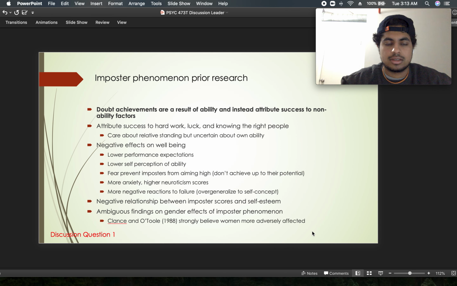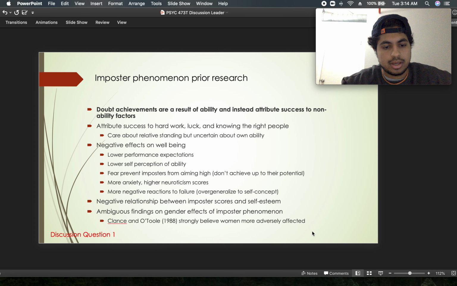And this can lead to negative effects on well being, as prior research has shown. So, prior research has shown that imposters have lower performance expectations, lower self perception of ability, and this lower perception of ability and this fear prevents imposters from aiming high. And can be a huge problem because if imposters don't aim high, they won't achieve up to their maximum potential. It's also been shown that imposters have more anxiety and they score higher on neuroticism. And it's also been shown that imposters have more negative reactions to failures. So even if they encounter a small failure, they may overgeneralize this one small failure to their overall global self concept, which can definitely be an issue.